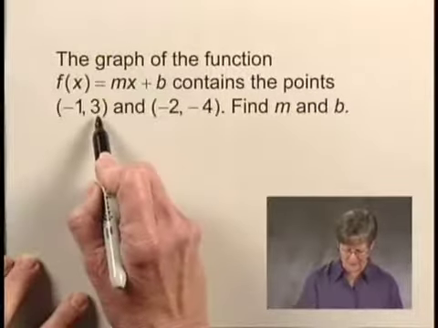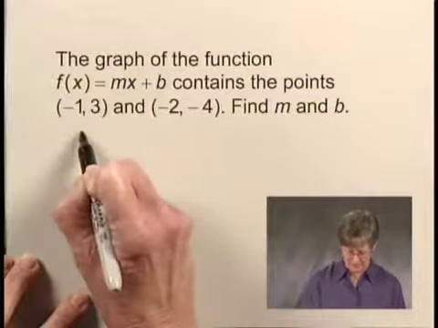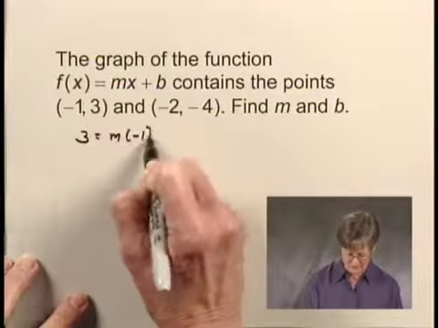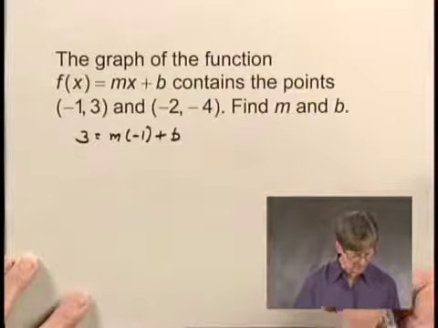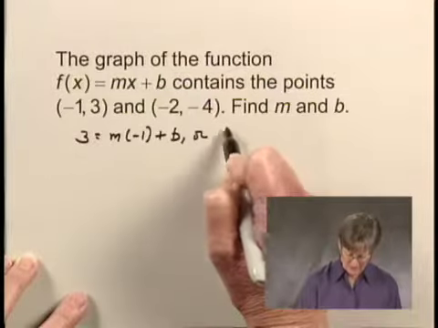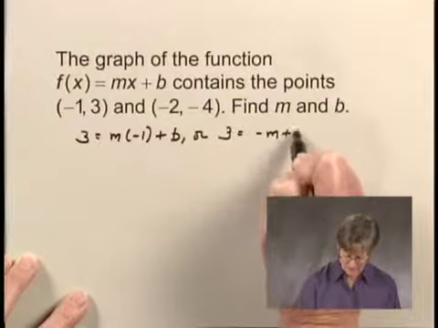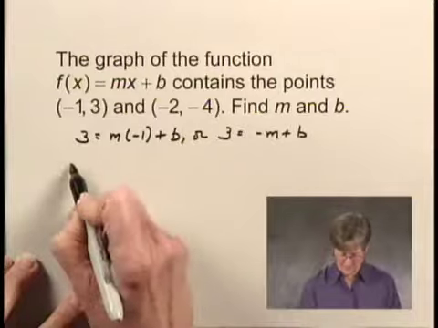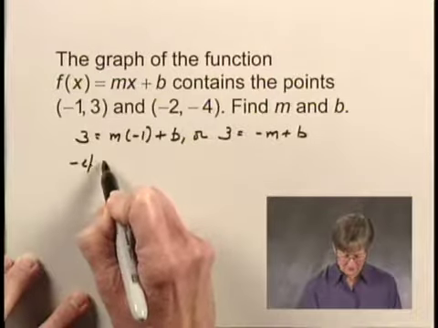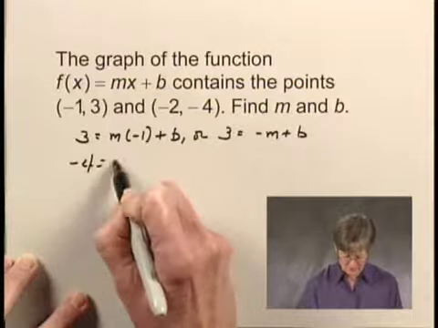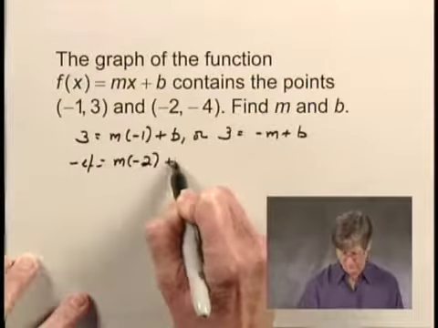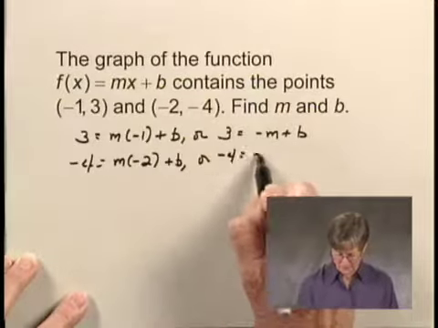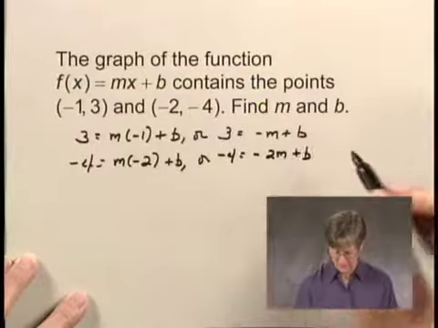Using the point (-1, 3), I substitute 3 for f(x), and I substitute -1 for x. So I have this function, or I can write it as 3 equals the opposite of m plus b. Now I'm going to use the point (-2, -4) and do the same thing. I substitute -4 for f(x), and I substitute -2 for x. Or I could write this as -4 equals -2m plus b.